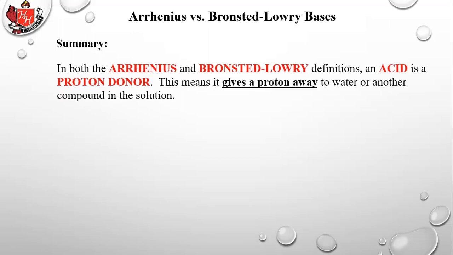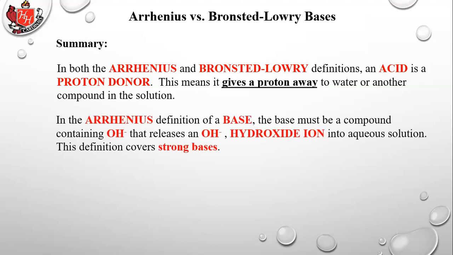So, summary. In both the Arrhenius and Bronsted-Lowry definitions, an acid is a proton donor. It gives away a proton. It breaks a hydrogen atom in two. It hangs on to the electron, but the proton then goes away to either a water molecule or a base. This means it gives a proton away to water or another compound in solution. So that's for both Arrhenius and Bronsted-Lowry. They both have the same definition of an acid.